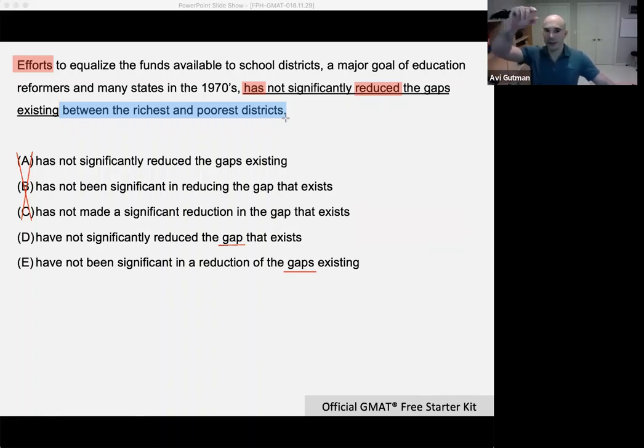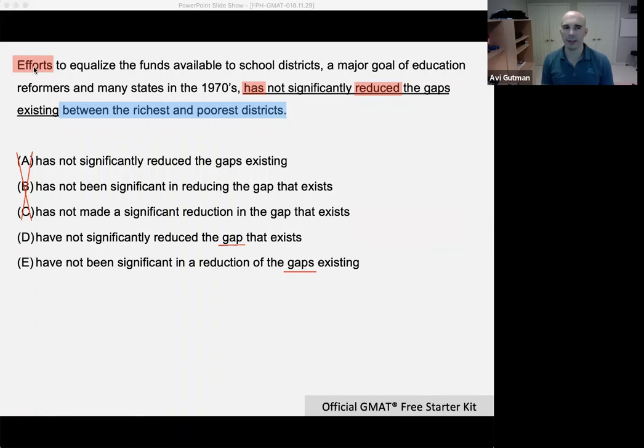You've got a graph where all the districts are somewhere on that graph. You've got the poorest one, you've got the richest one, and you're looking at the gap between them. It's a single gap. It's not multiple gaps. We're just comparing one district to another district. So those of you who were leaning towards E, where your reasoning was districts is plural, so gaps should be plural, or efforts is plural, so gaps should be plural, I think that you're a little bit too robotic in your approach. Does that make sense?